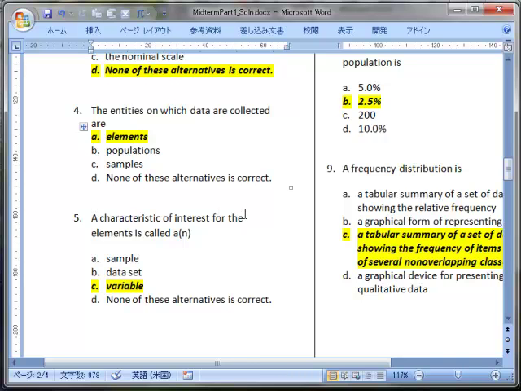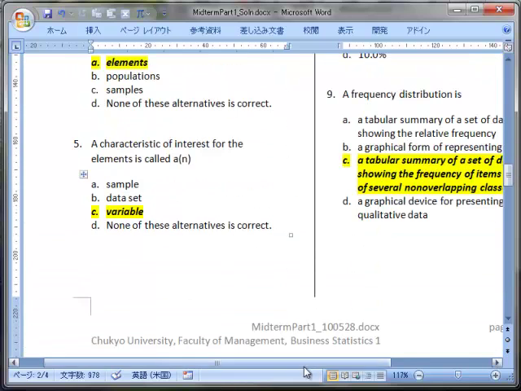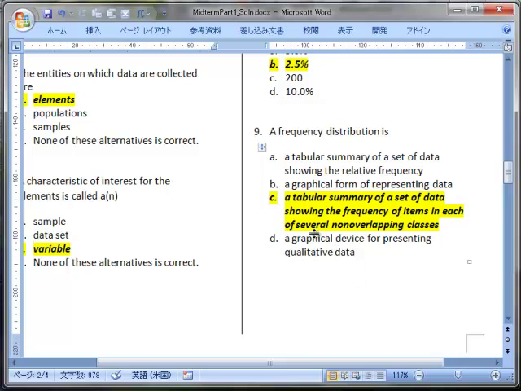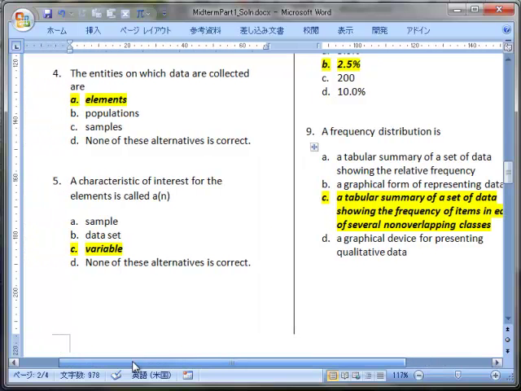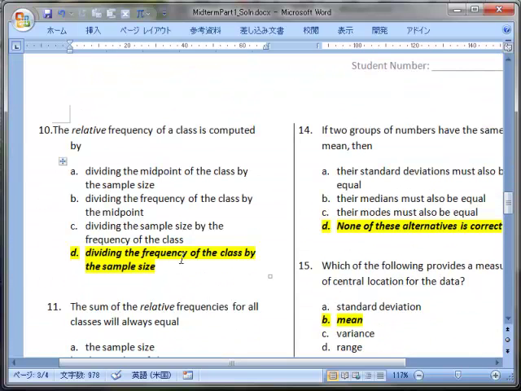Let's see. Well, now on this page, I think we're okay. Let's come on down. I think over here, you have to be careful. This is a little bit, number 9, a little bit long. Okay, so a frequency distribution is not a graph. Okay, it's a tabular summary, a table, showing the frequency of items, the number of items in the classes, where there's no overlap between classes.